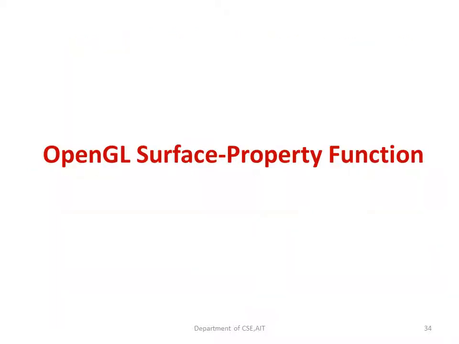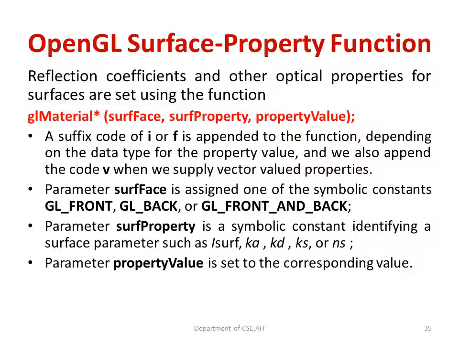So now we will see some reflection coefficients and optical properties for a surface. For the surfaces, we will be having the API called GL material. The GL material is having three parameters. The first parameter is which face, whether we are concentrating on the materials front face or the back face or both these faces.